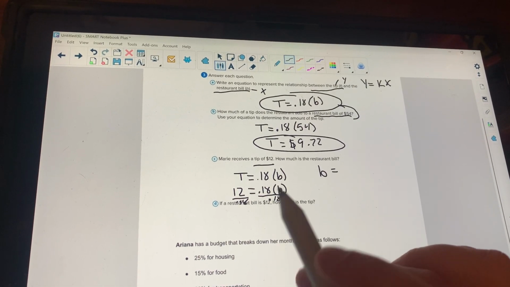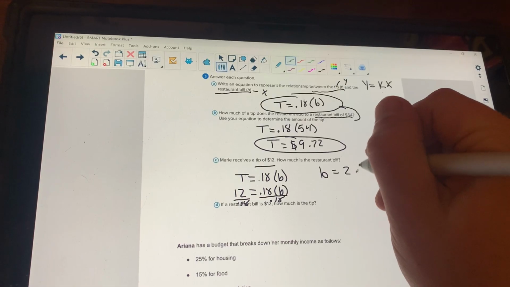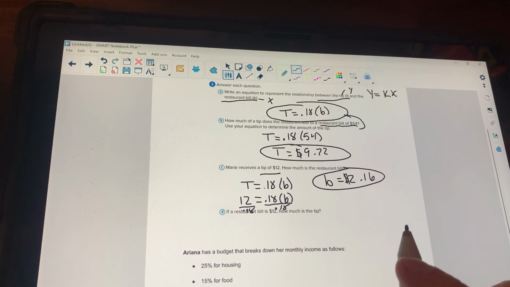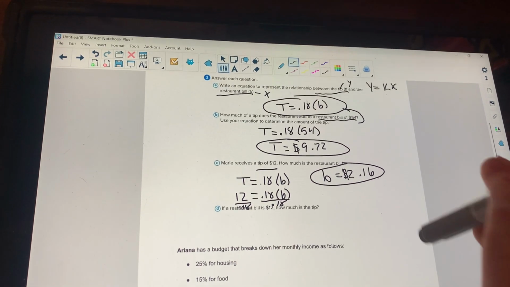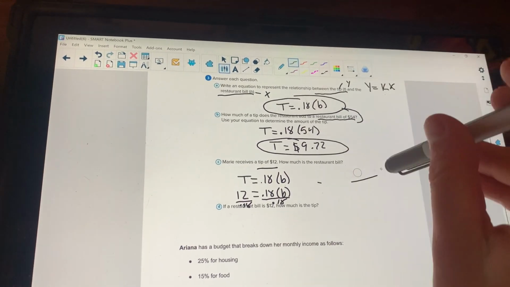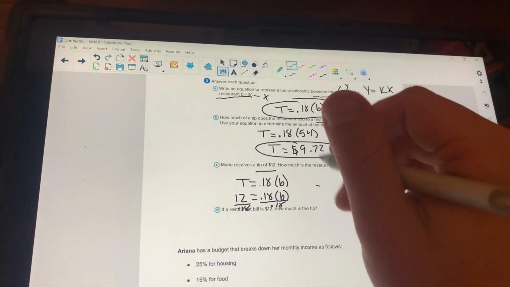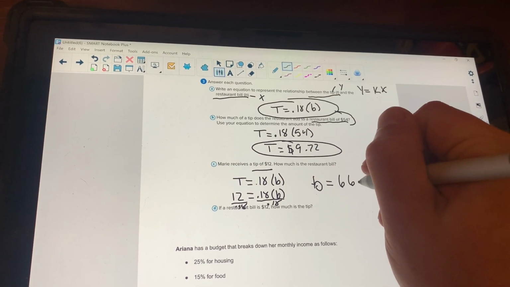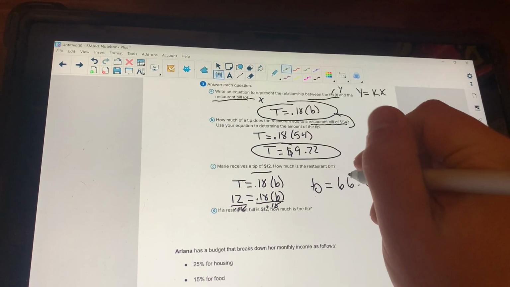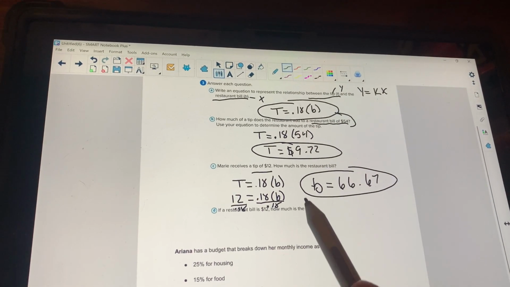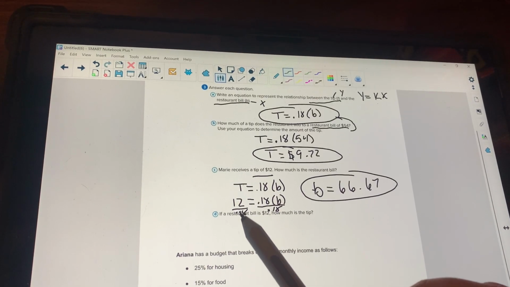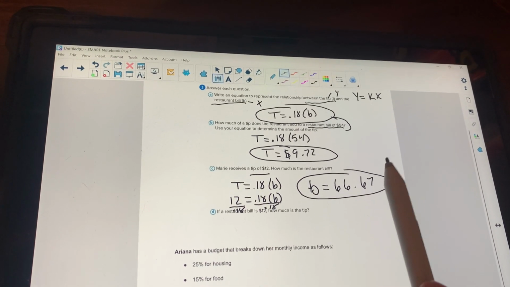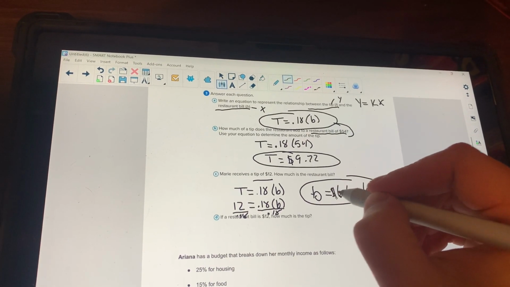I get $2.16. Crap, nope, that was the bill. So I need to do the bill. So $12 divided by 0.18 gives me the bill of $66.67. That is my bad. So when I do 12 divided by 0.18, I get $66.67 as my total bill.